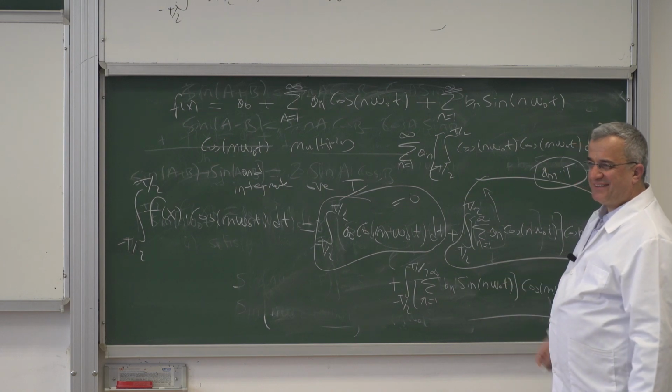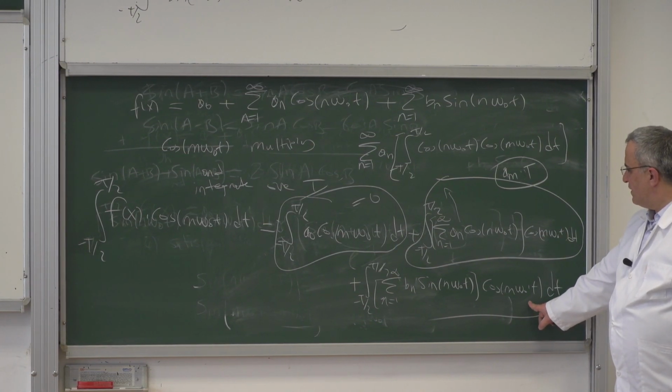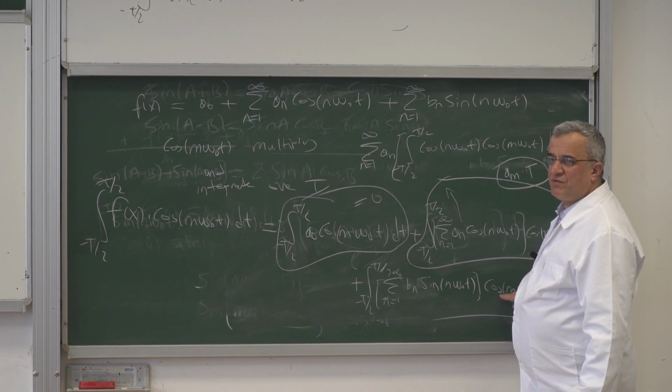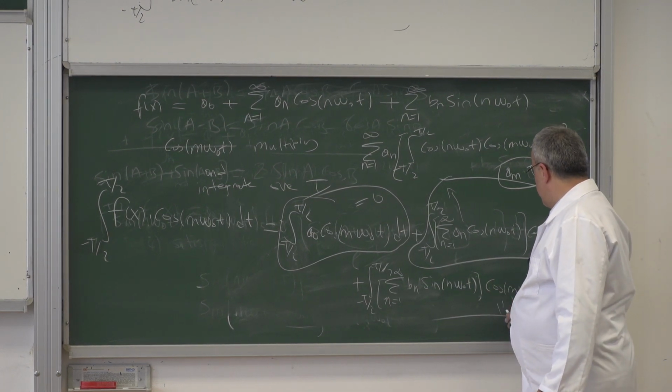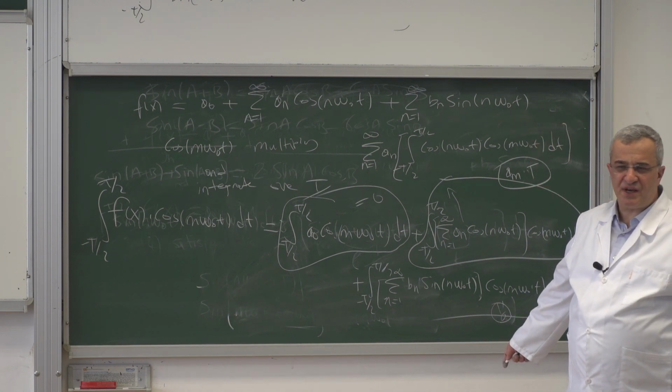How about this one? This will be 0. Why? This will always be 0. So this is equal to 0. But please do the exercise at home.